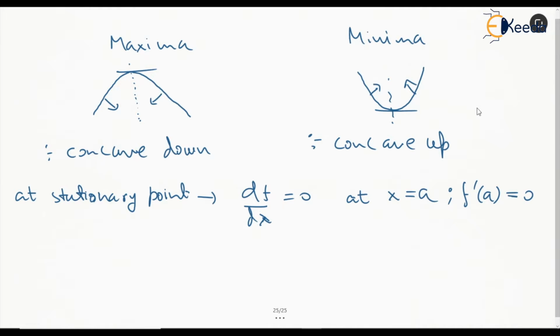So this is the critical point, or the stationary point, at which we are going to check whether it is going to be a maxima or minima. Now, mathematically, if we are trying to check, this is possible if we can find the double derivative at x is equal to a, and if it is less than 0, it is a maxima. Similarly, if the double derivative at a is greater than 0, this x is equal to a is going to be minima.